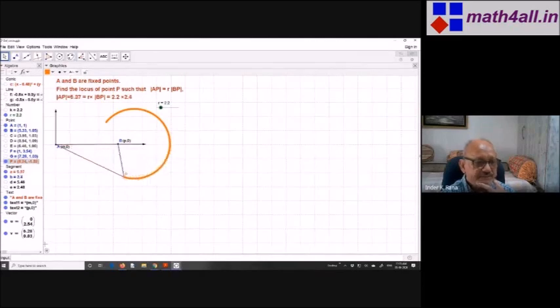So the locus is a circle. Of course, the center is not B. The center is somewhere else. And the radius is also not equal to R, this ratio. The ratio is something else. So if I change this ratio, it will be a different circle.